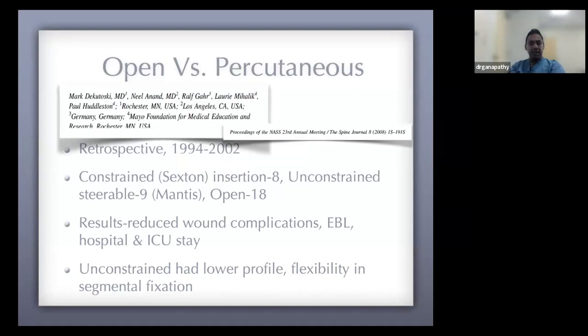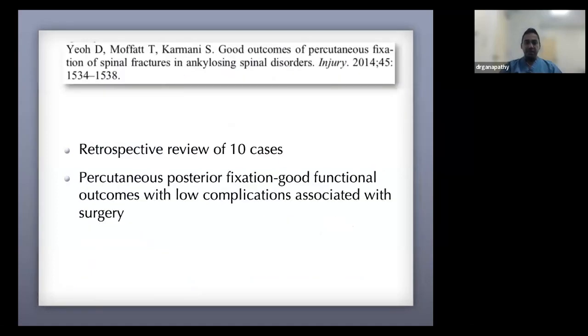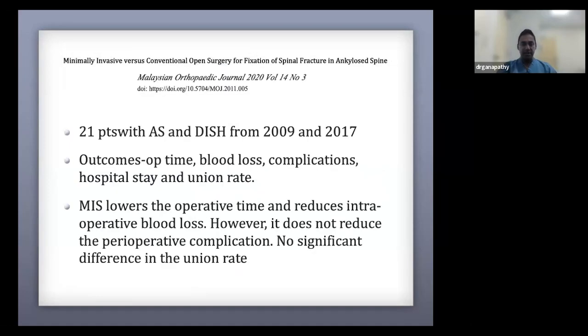The results were that they had reduced wound complication. Again, no surprise. EDL was less, hospital stay and ICU stay was also low in the percutaneous group, and unconstrained ones had low profile flexibility in the segmental fixation. Here's another retrospective review, but only 10 cases, but they felt that you can get good functional outcomes with low complications with surgery that is percutaneous.